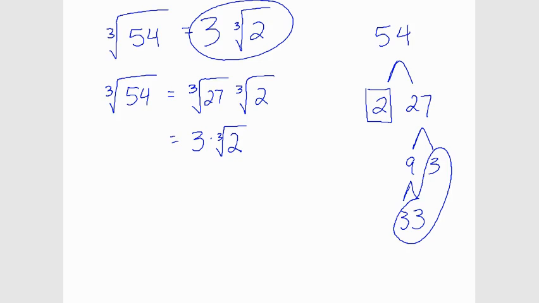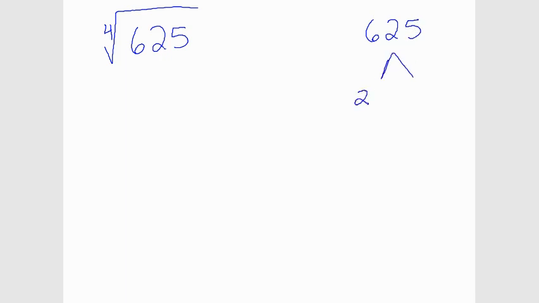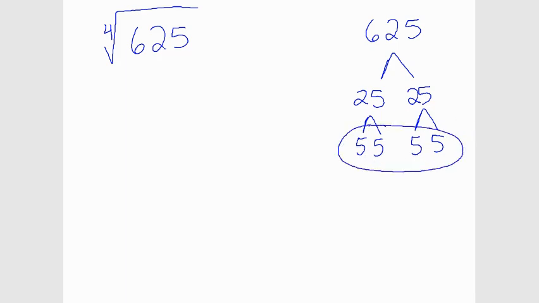Let's talk about one more example. Let's talk about a 4th root. Let's do the 4th root of 625. Now, 625, I happen to know to be a perfect square. So 625, its factor tree, I will break down into 25 and 25. Okay? And then 25s each get broken down into 5 and 5. And because we're talking about a 4th root, we are looking for groups of 4 from our factor tree, which I have a group of 4 5s right here.